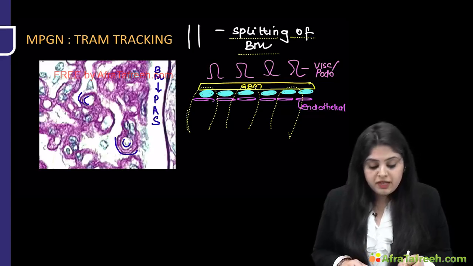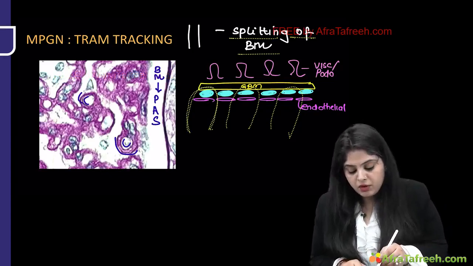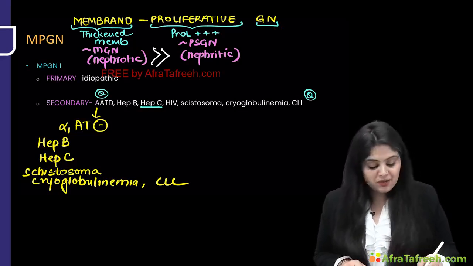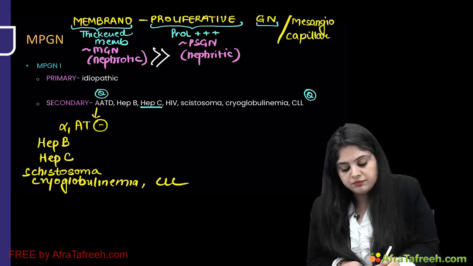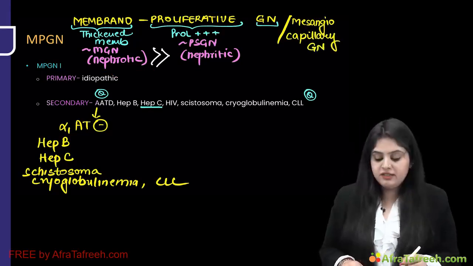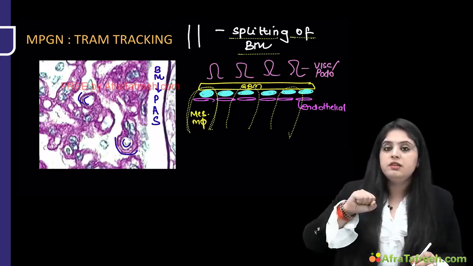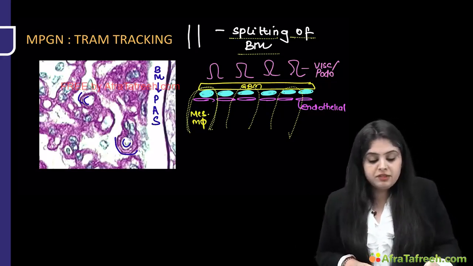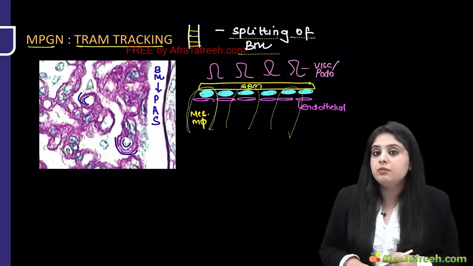Which tells you one more thing: this is somewhere having a role of mesangial cells. So that is the reason that membranoproliferative glomerulonephritis is also known as mesangiocapillary glomerulonephritis. I hope that is clear. You've understood how the mesangial cells or the macrophages are coming and taking out the immune complex from that area and the basement membrane is splitting out. Having said that, this is the tram track or the railway track appearance that has happened. This was all about MPGN type 1.